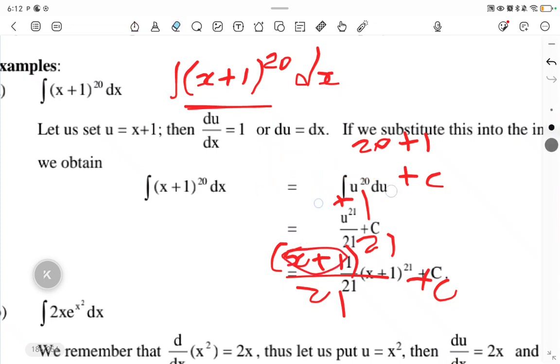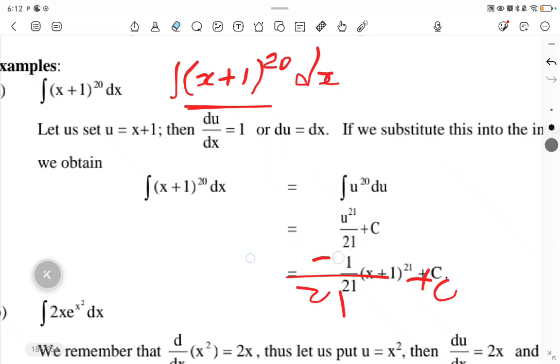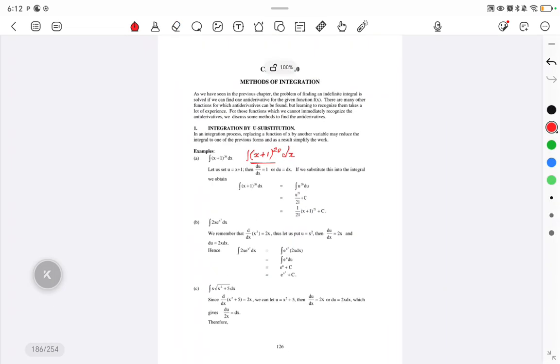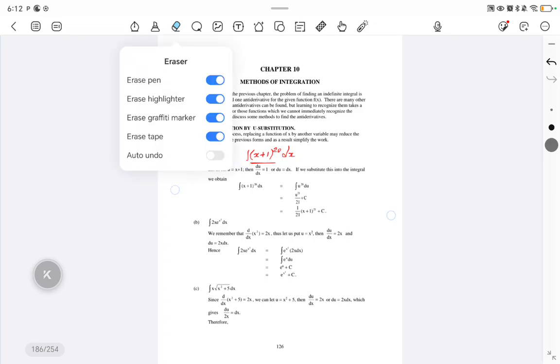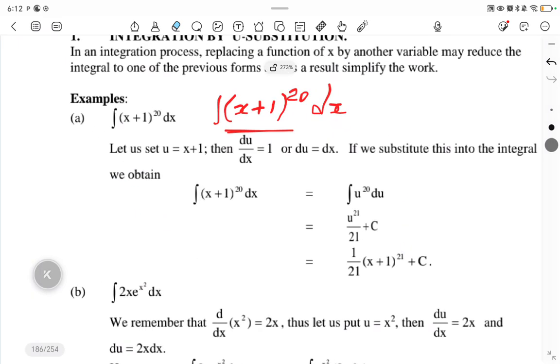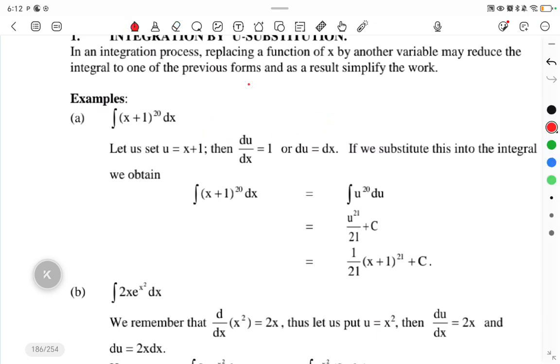So for us to simplify that, you're gonna have this rule. I'm gonna show you this rule, the rules that we can use when applying integration. When you're given an integral, look at this integral as if you have two things. Like this one, we have 1 and also we have x plus 1 to the 20 dx.